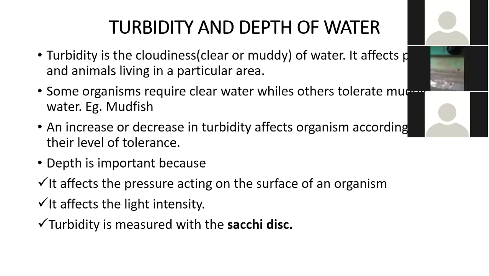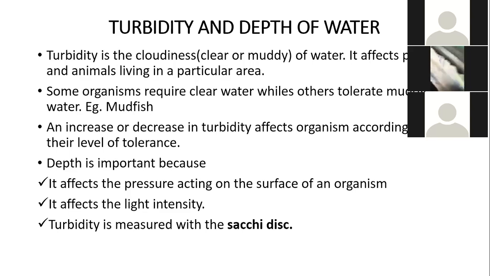This cloudiness explains whether the water is clear or muddy. Now, whether the water is clear or muddy affects plants and animals living in a particular area or a particular habitat.